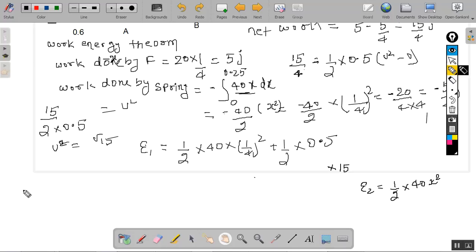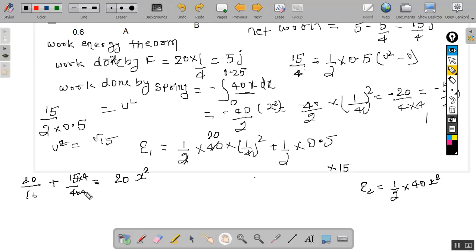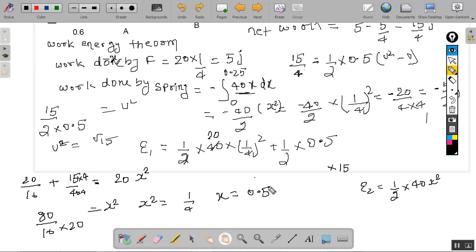So if you look at this, E1 is equal to 20/16 plus 15/4, and this will become 20 x square. Let me write down, this will be 4, this will be 4. So this will become 80/16/20, this will become x square. So what is x? x square becomes 1/4. So x is equal to basically 0.5.